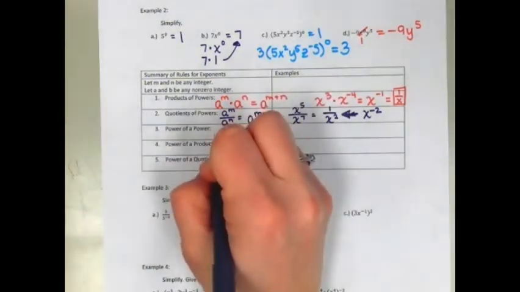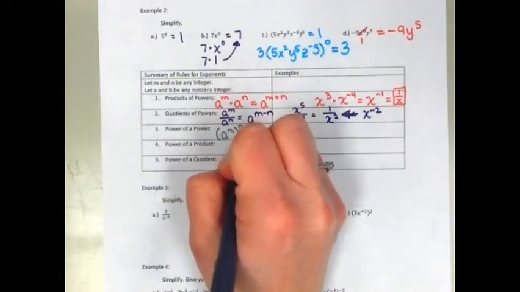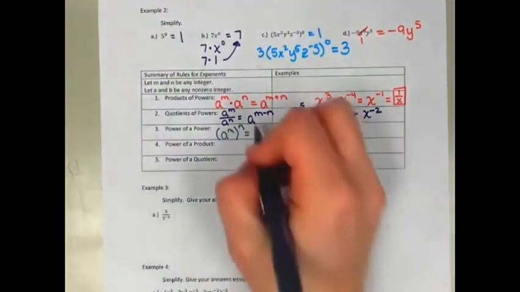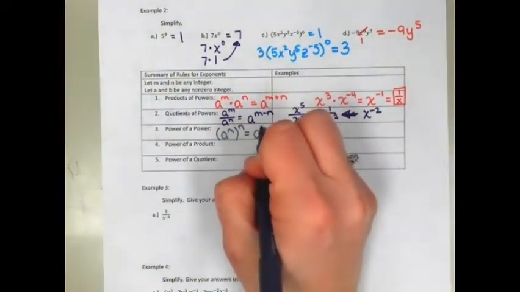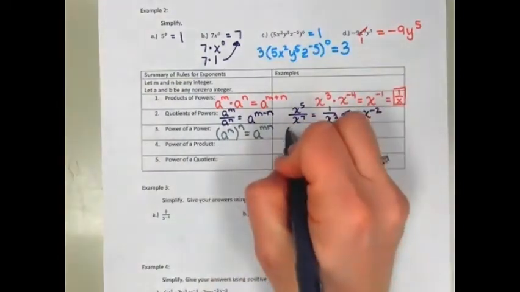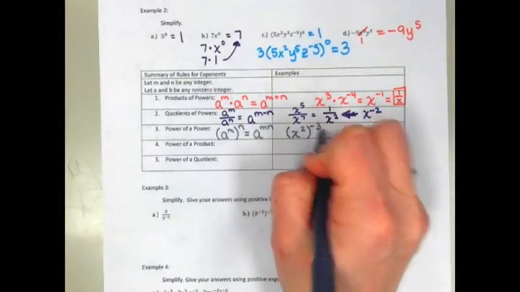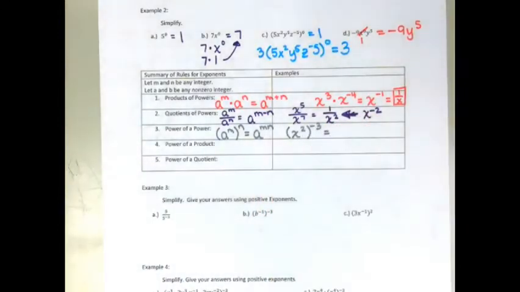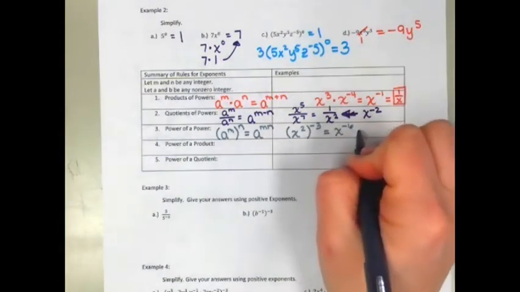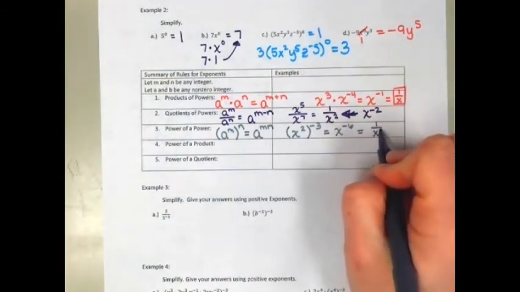Power of a power. So a to the m raised to the n. We're raised high, we multiply. So we have a to the m times n. Okay. So x squared raised to the negative 3rd is what? X to the negative 6th, which is equal to what? 1 over x to the 6th.